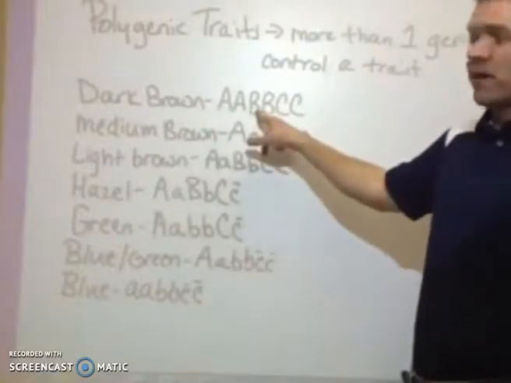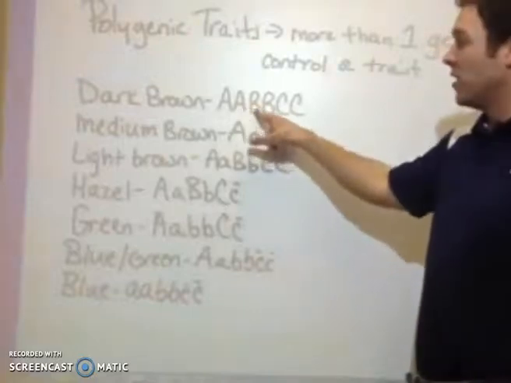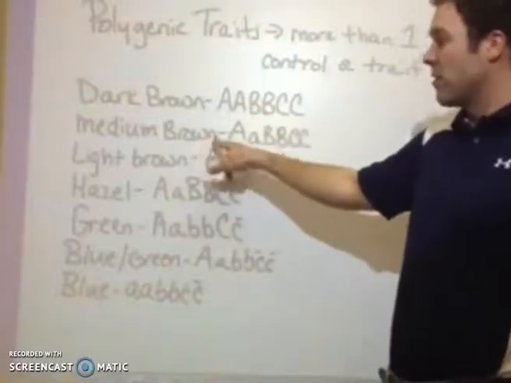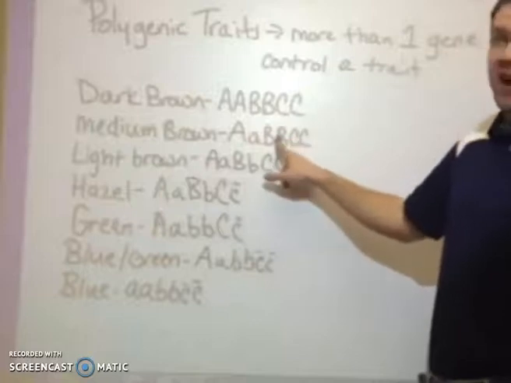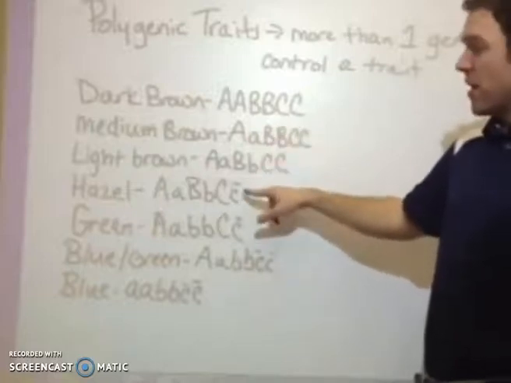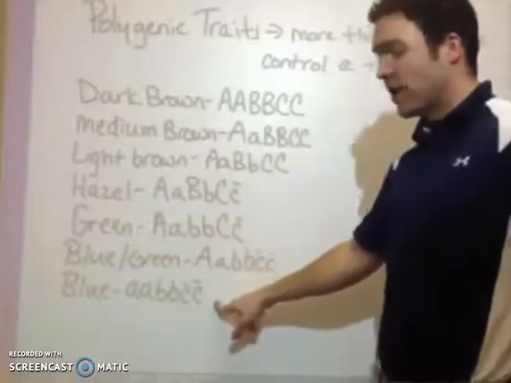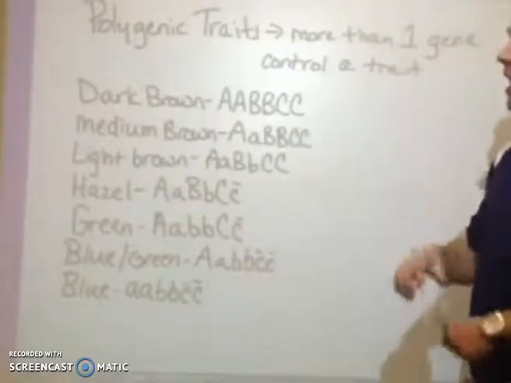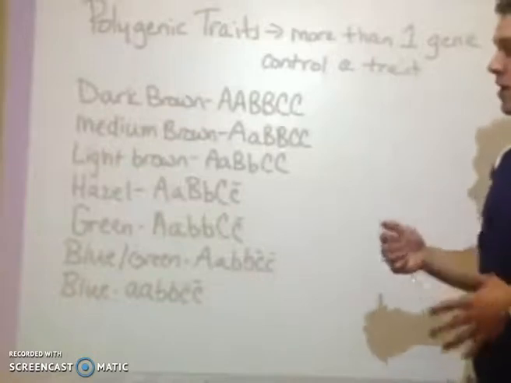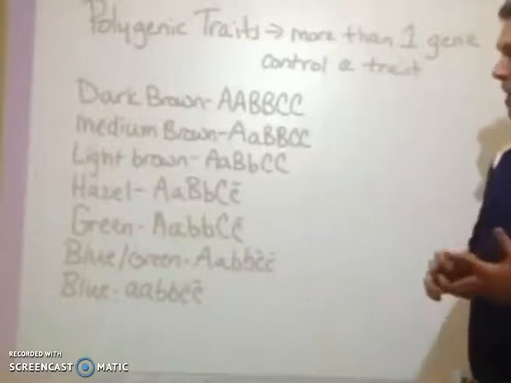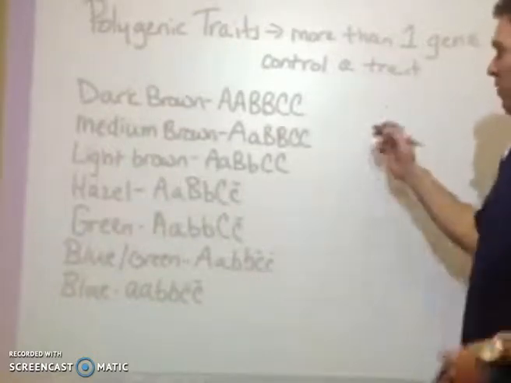The trend for dark brown is that you see 6 dominant alleles, then you go down to medium brown and you identify that there are 5. So it starts going down by 1 each time until you get all the way down to blue, which is the homozygous recessive state.